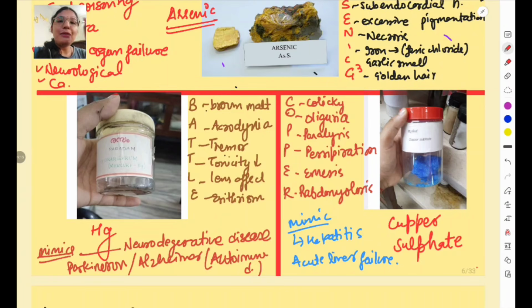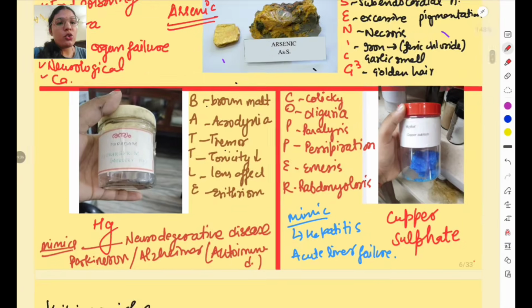Next comes copper. For copper, the trick is simple: COPPER. C for colic, O for oliguria, P for paralysis, P for perspiration, E for emesis, R for rhabdomyolysis. And it can mimic symptoms like hepatitis, acute liver failure, or cirrhosis. And the specimen seen in this PPT is copper sulfate. Okay.